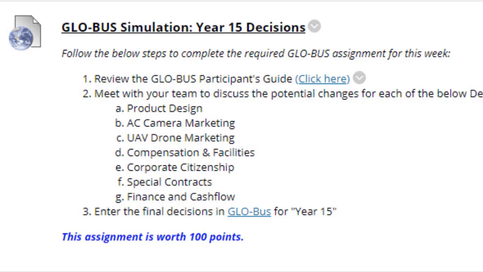I have seen teams in the past win the simulation by taking a lot of risk in Year 15 because they knew there was no Year 16. Now, that's up to you. You don't have to do that. You can stick with your same game plan if you want to. I at least just wanted to share that information with you.